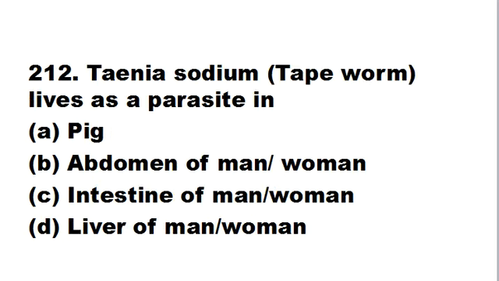Taenia solium or tapeworm lives as a parasite in: pig, abdomen of men and women, intestine of men and women, liver of men and women. So Taenia solium is a parasite which can live in the intestine of men and women. So here the correct answer would be C.